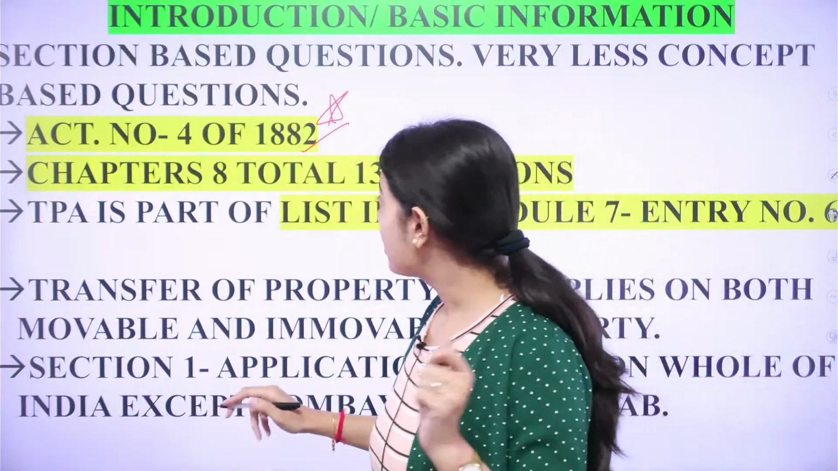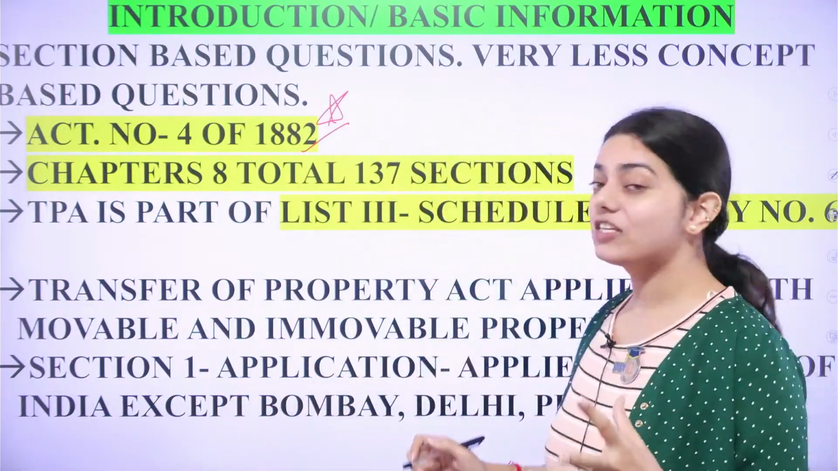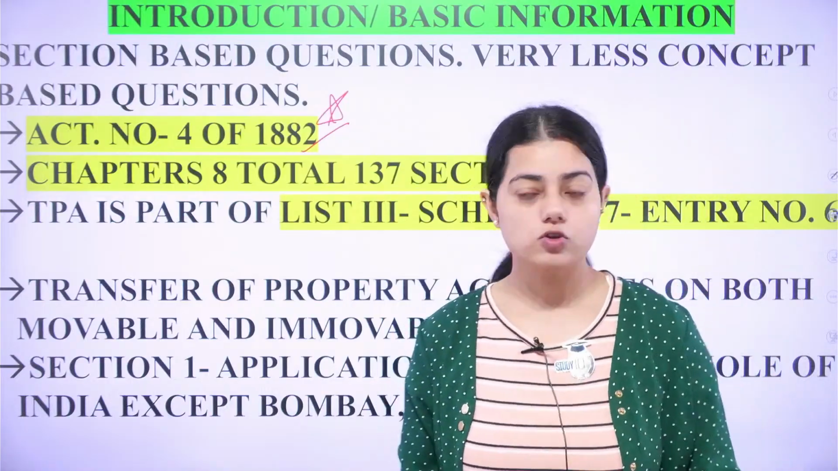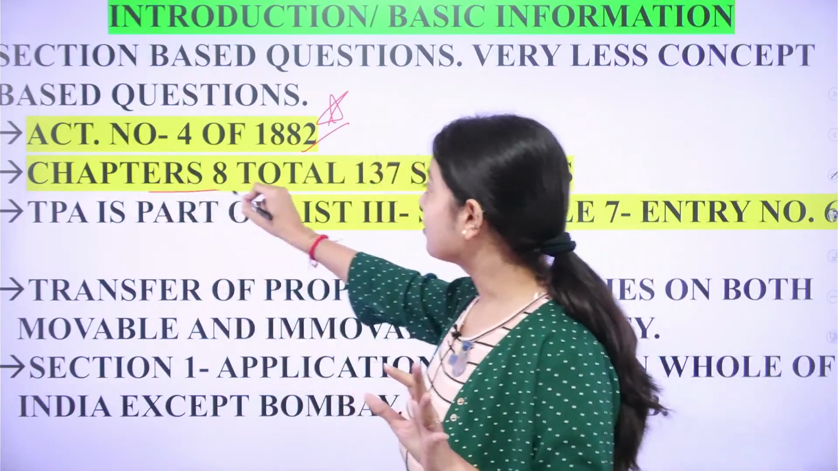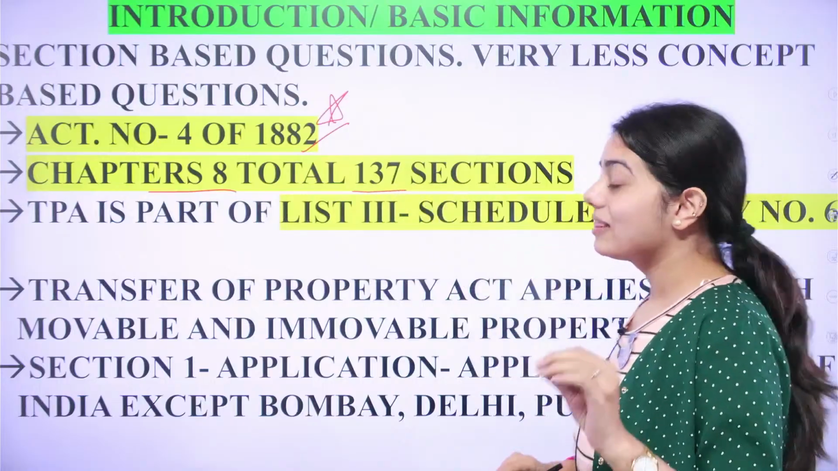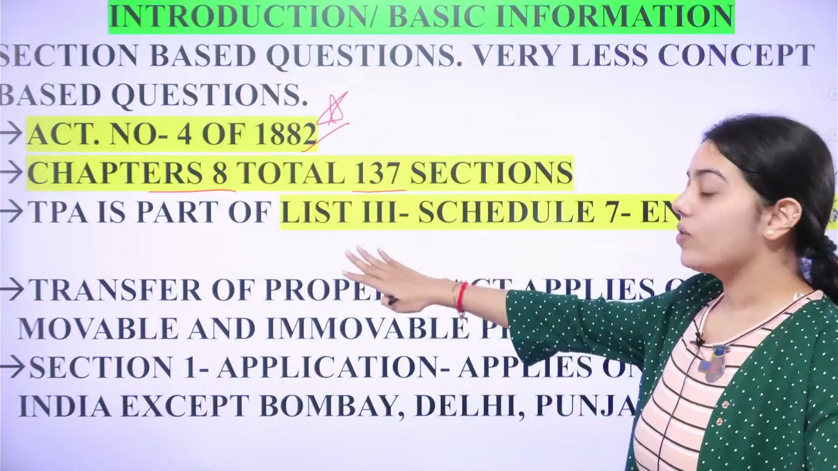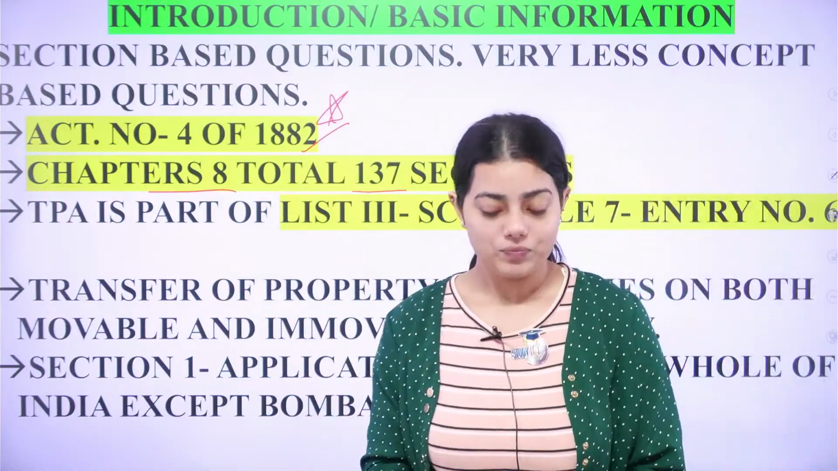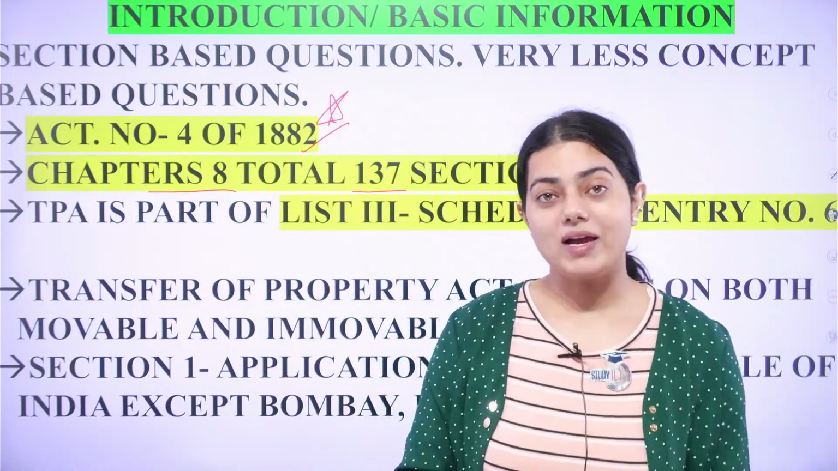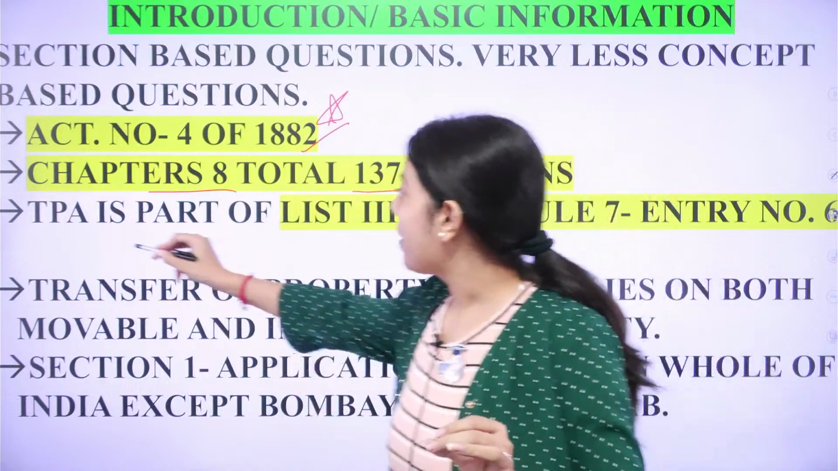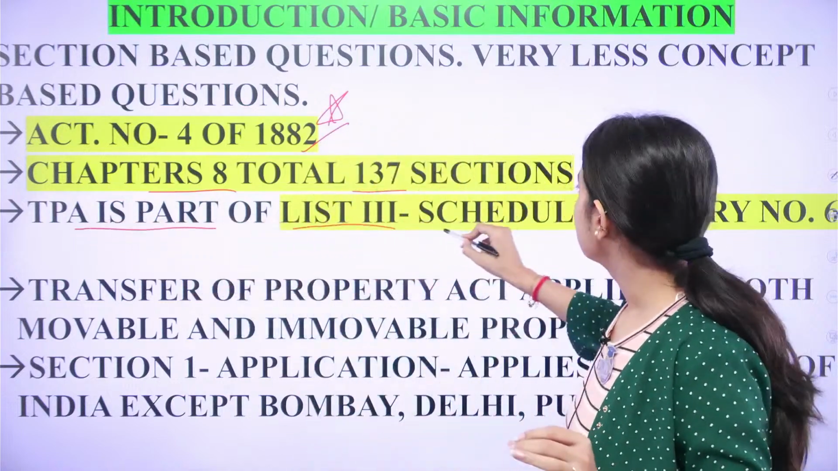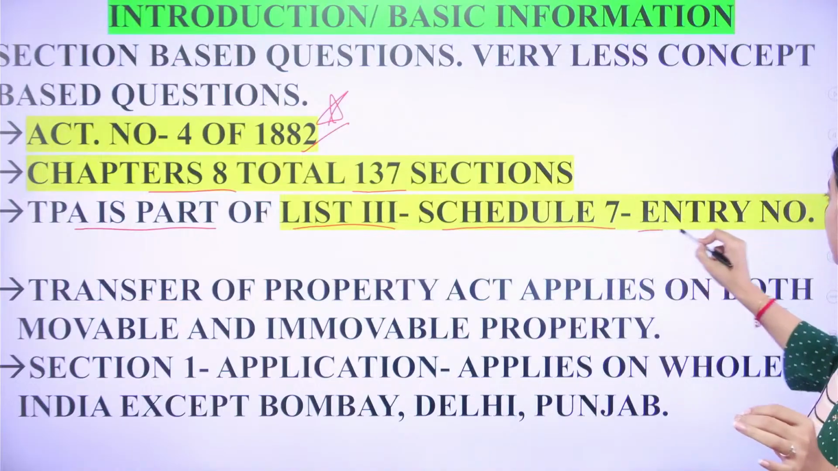Now how many chapters and how many sections does it contain? This information also becomes important. So it has 8 chapters and a total of 137 sections. Okay, now one more question which is majorly asked in the exam because the level is increasing day by day. So TPA is part of List 3 of Schedule 7 and the entry number is 6.